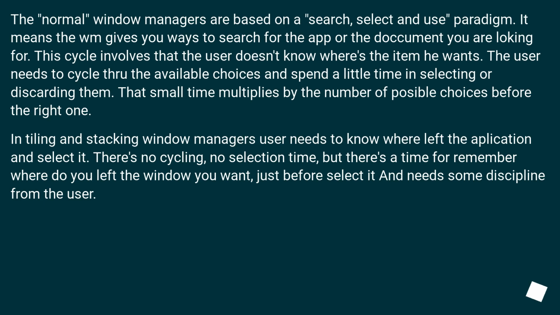The normal window managers are based on a search, select and use paradigm. It means the WM gives you ways to search for the app or the document you are looking for. This cycle involves that the user doesn't know where the item he wants is. The user needs to cycle through the available choices and spend a little time in selecting or discarding them. That small time multiplies by the number of possible choices before the right one.